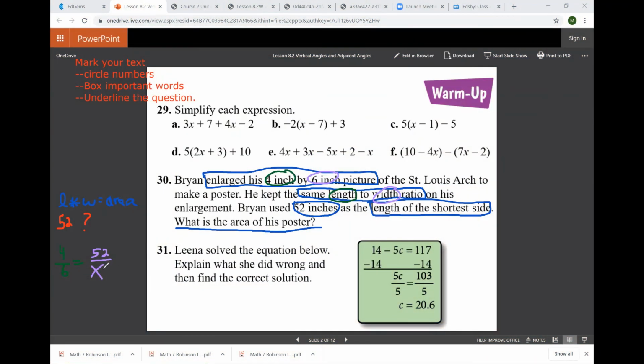To solve for ratios, we cross multiply. So you should be cross multiplying. So here we go. 4 times x, 6 times 52. So now I have 6 times 52. We know that dot means multiplication, equals 4x.